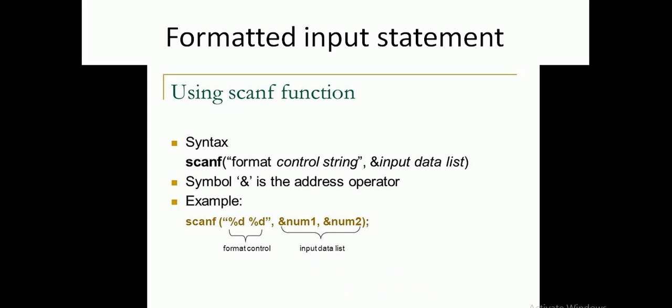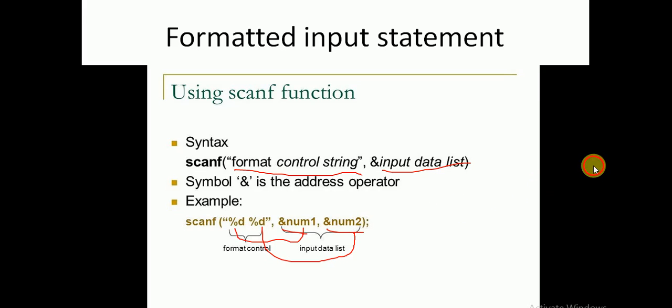Now what is the format control string? In printf we have already seen format specifiers. That means in whichever order you are taking input, in that order only you have to specify the format control strings. Consider an example. I want to accept two numbers, number1 and number2, both of integer type. Consider %d and %d. This %d is an integer related to number1, and this %d is one more integer related to number2. The order should be the same. The format specifiers and the list of variables should be in the same order, otherwise it will give you the wrong output.